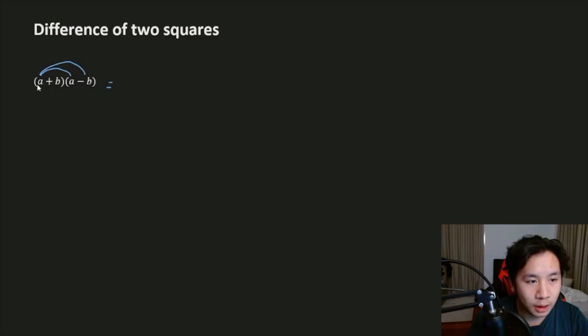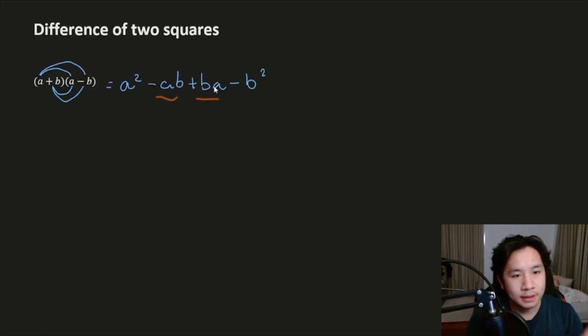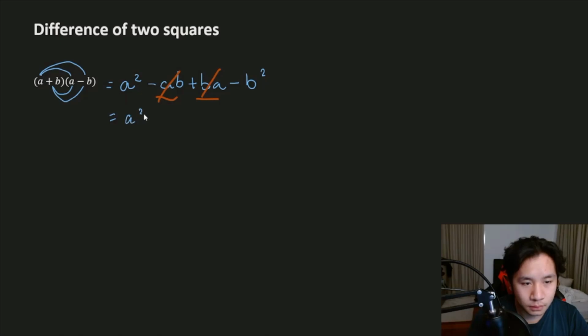When you do that, here we get a times a, which is a squared, a times minus b, which is minus ab, then b times a, which is plus ba, and then plus b times minus b, which is minus b squared. The cool thing to note is that if you look at these two terms, minus ab and plus ab, they're the same, but one's minus and one's plus. And so you can cancel them out. And what you're left with is this very simple a squared minus b squared.